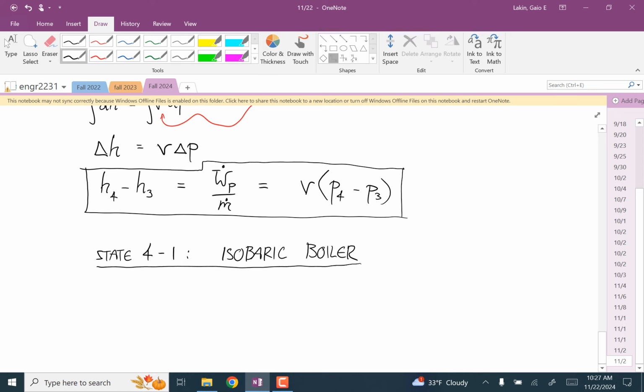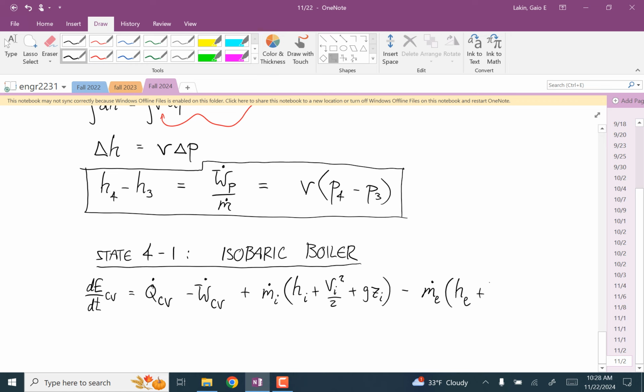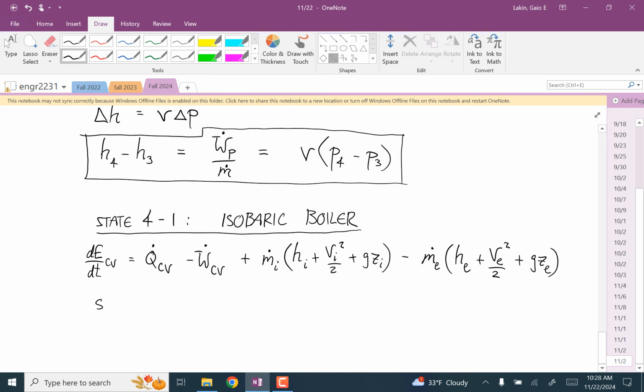And so one more time, start with the full thing. So we have dE/dt is equal to Q dot minus W dot plus m_i dot times the quantity h_i plus V_i squared over 2 plus g z_i, minus m_e dot times the quantity h_e plus V_e squared over 2 plus g z_e. And we're going to assume this is steady state.